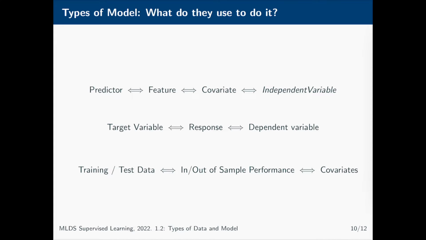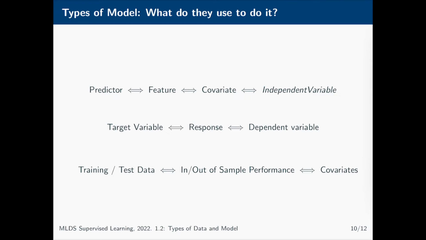Moving from the left-hand side here, which is more terms that are used within computer science, to the right-hand side, which are more terms used within the statistics and applied stats communities. The thing that we are trying to predict gets referred to variously as a target variable, a response, a dependent variable, or an outcome. Again, moving from more computer science-based terminology through to more statistical.